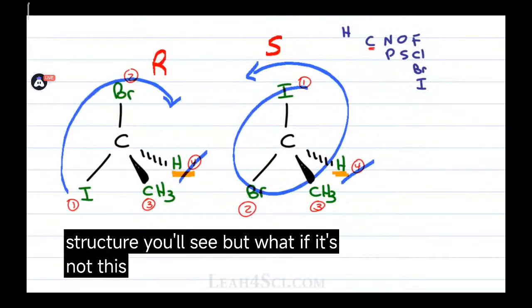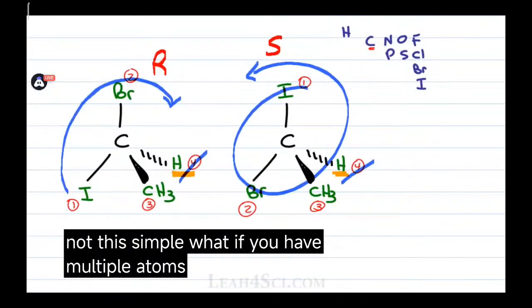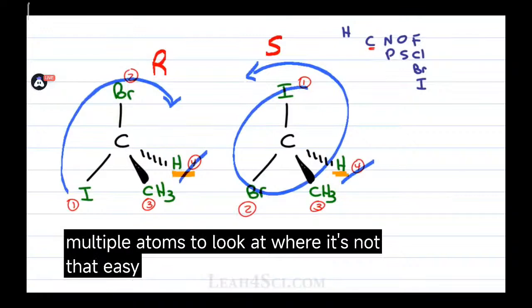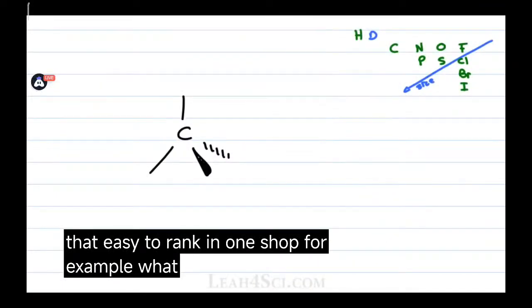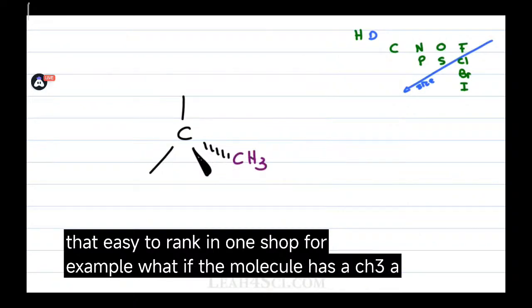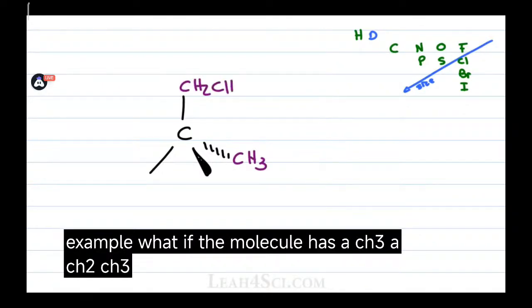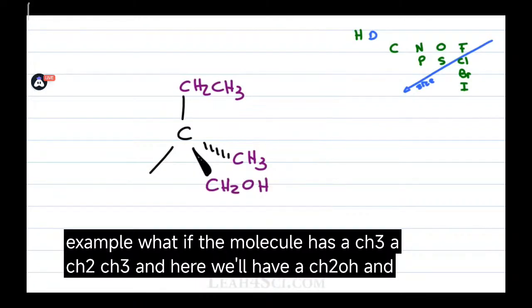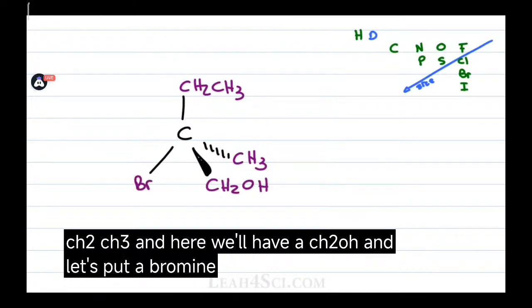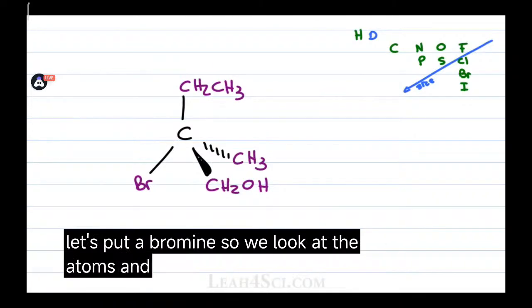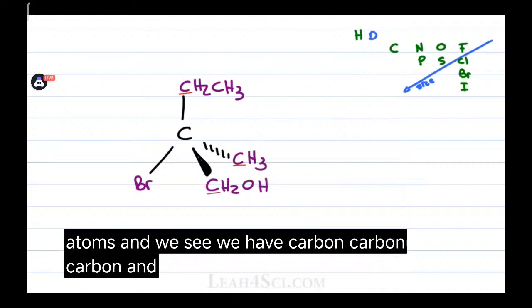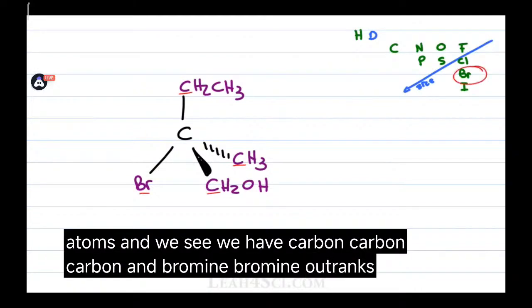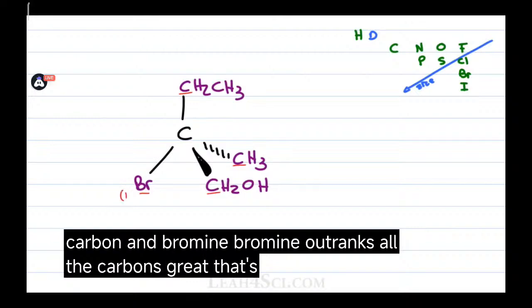But what if it's not this simple? What if you have multiple atoms to look at where it's not that easy to rank in one shot? For example, what if the molecule has a CH3, a CH2CH3, and here we'll have a CH2OH, and let's put a bromine. So we look at the atoms and we see we have carbon, carbon, carbon, and bromine. Bromine outranks all the carbons. Great, that's priority number 1.